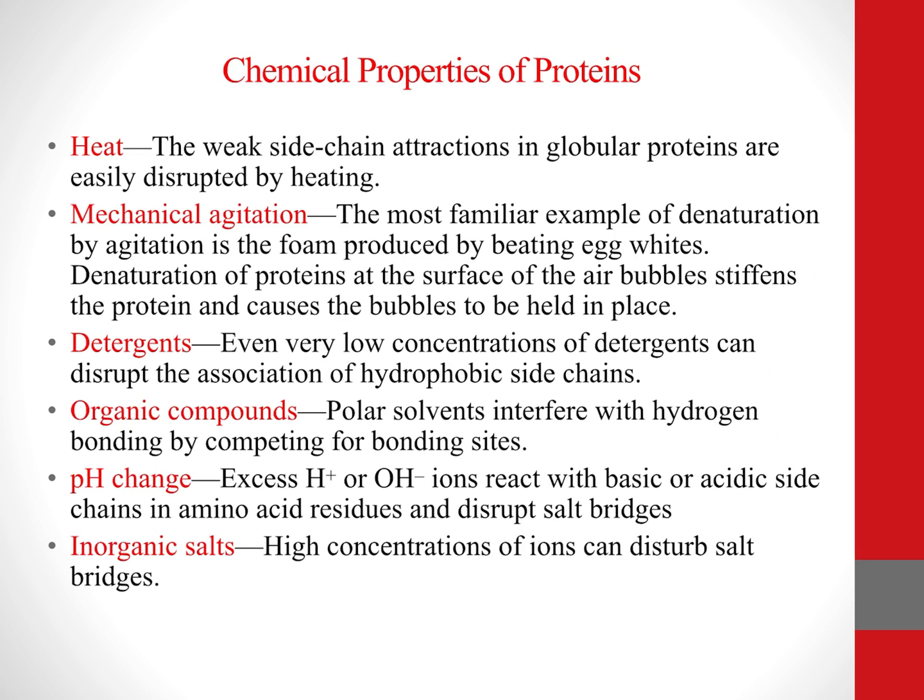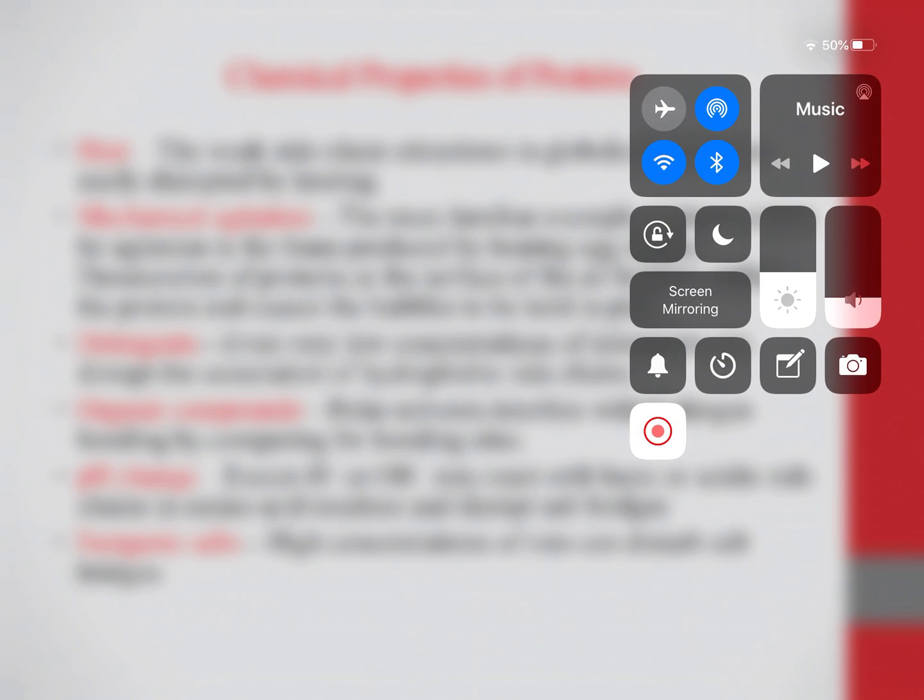And then we can use detergents, so a low concentration of detergents disrupts the hydrophobic side chains. And then organic compounds, the polar solvents, interfere with hydrogen bonding. The pH change will interfere with the ionic bonding that occurs. Inorganic salts will also disrupt the ionic bonding. So all these things are able to denature a protein. And most denaturation is irreversible. Some of them can go back to their original structure, but most proteins, when they're denatured, cannot go back to their secondary, tertiary, or quaternary structure. Denaturation also changes physical, chemical, and biological properties. So a lot happens with the denaturation.